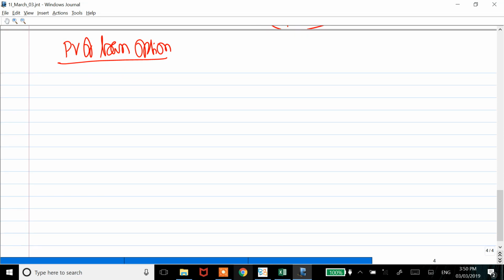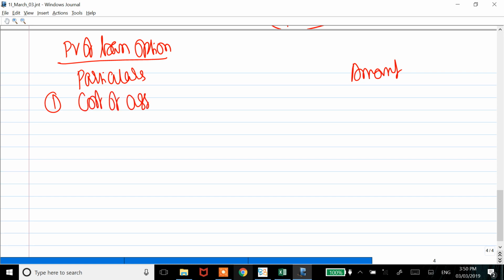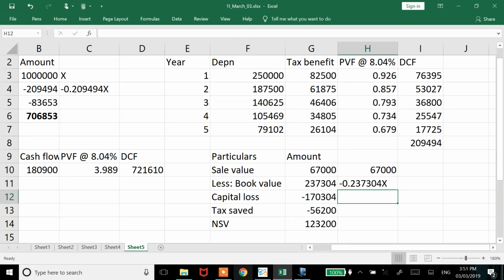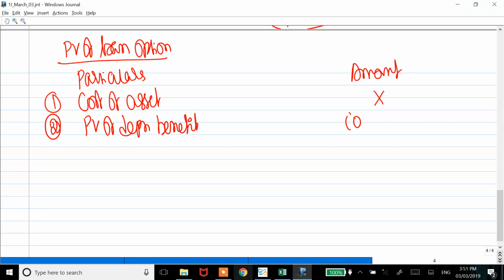Particulars and amount. Point number 1, cost of asset X. Present value of depreciation benefit: 209,494X.